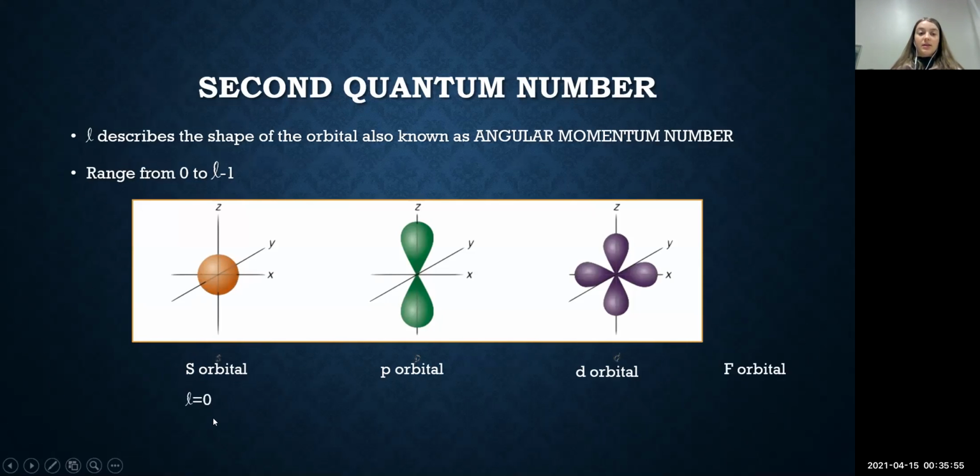Our L is going to equal 0 for the s orbital, and L equals 1 for the p orbital, L equals 2 for the d orbital, and then L equals 3 for the f orbital. So these range from 0 to L minus 1. And that's going to be our angular momentum number.